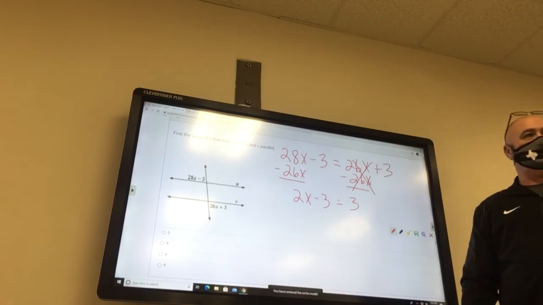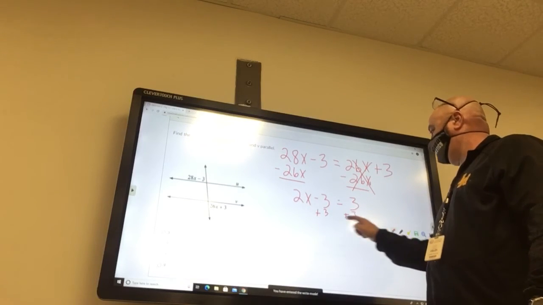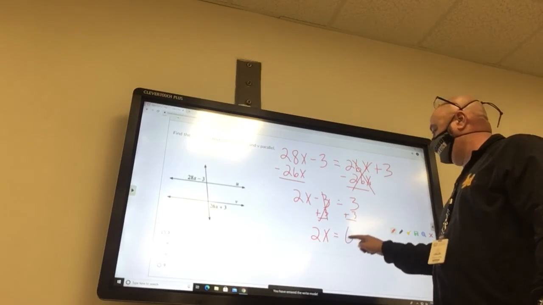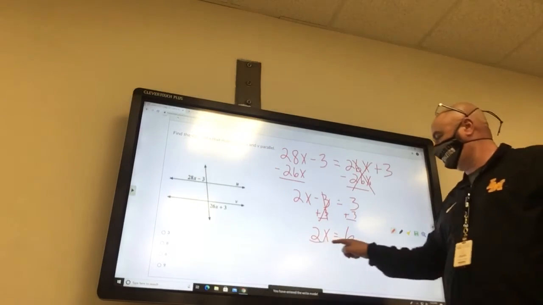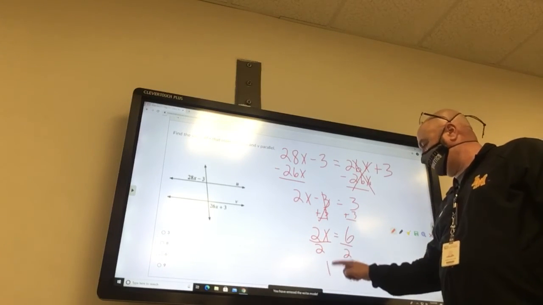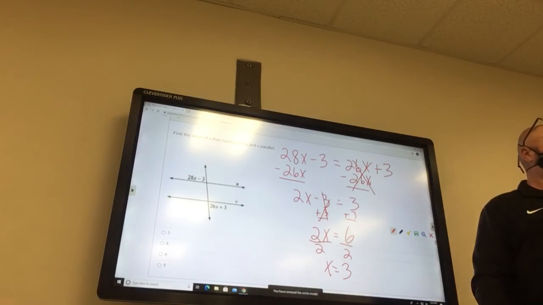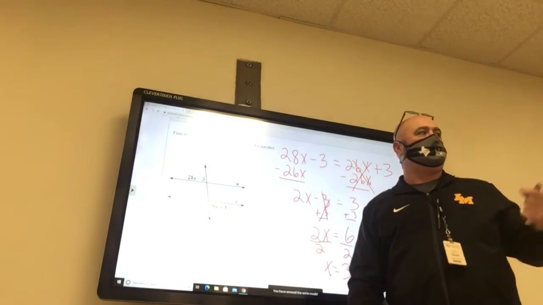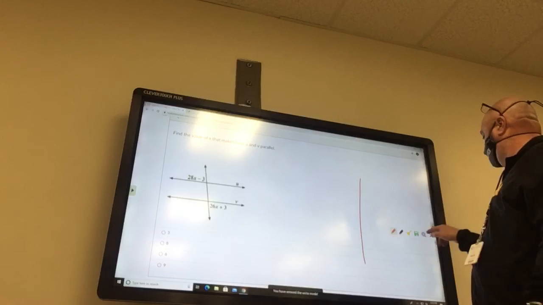Now what? You add -3. I add 3. That's gone. Bring your 2x down. Bring your equal down. I got 2x equals 6. Now what? Divide. And x is equal to 3. And I'm done. Okay? Alternate exterior angles are the same. Therefore, they are equal. Okay? All right, moving right along.